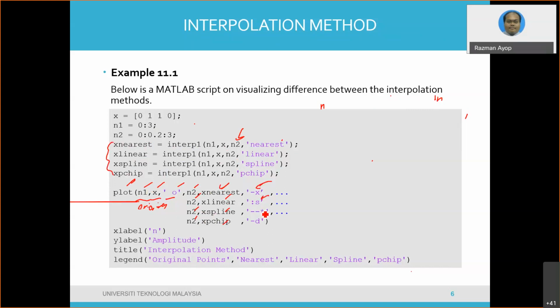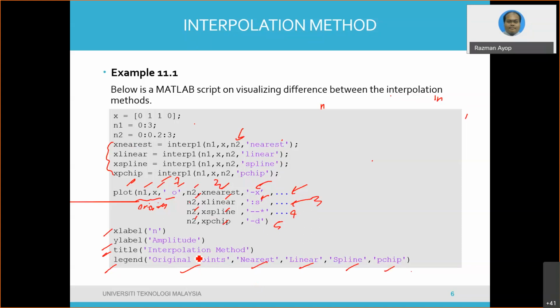tick. And remember, this three dots means that it continues to the next line, if you want to use this. Of course, you also add the X label, Y label, title, and legend. For the legend, you have to follow the plot order: the first one, the second, the third, the fourth, and the fifth. So: original point, nearest, linear, spline, and PCHIP.